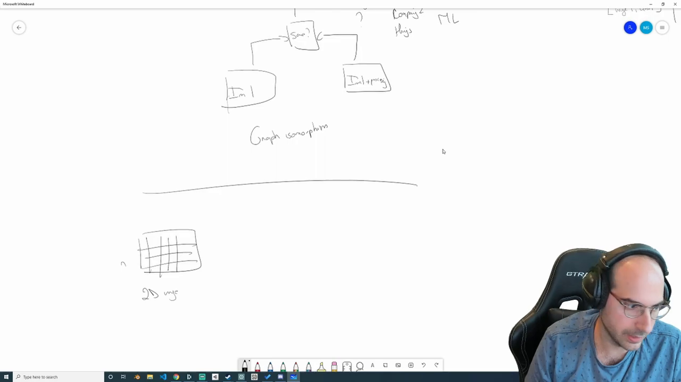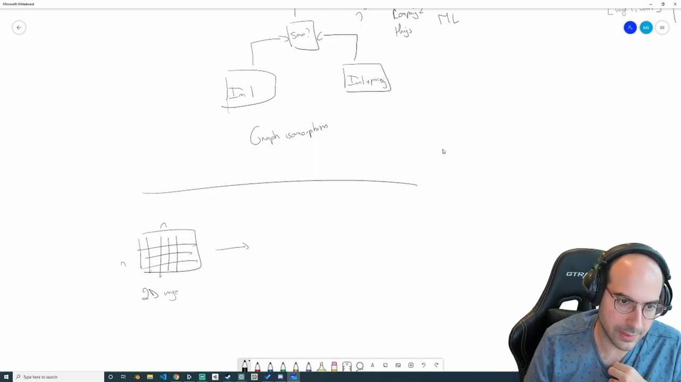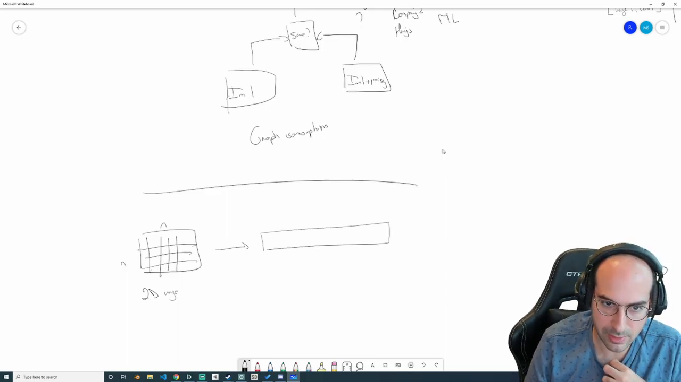And then this is an n by n image. So one thing you could do is, for example, flatten this matrix. You could literally take all of the rows and append them to each other, and then you end up with a representation that looks something like this.